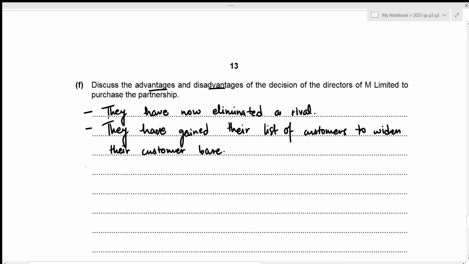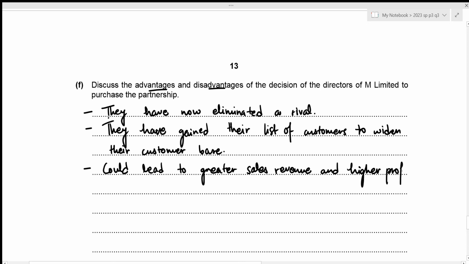And by widening their customer base, it could lead to greater sales revenue as well as higher profit. Let's write it down. Could lead to greater sales revenue and higher profit. Okay, now we can move towards discussing our disadvantages. Okay, I forgot to write down the heading. You should mention the advantages and disadvantages clearly.